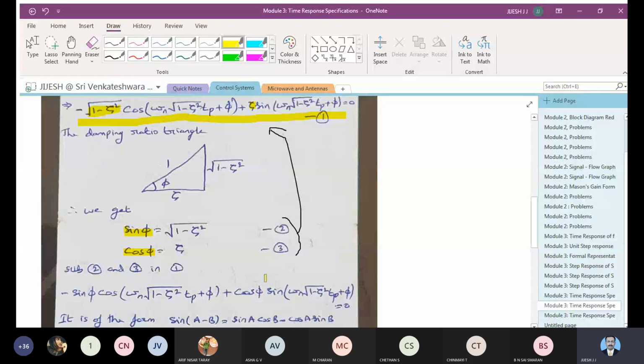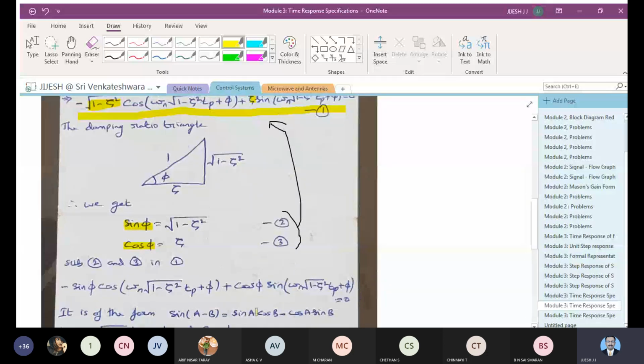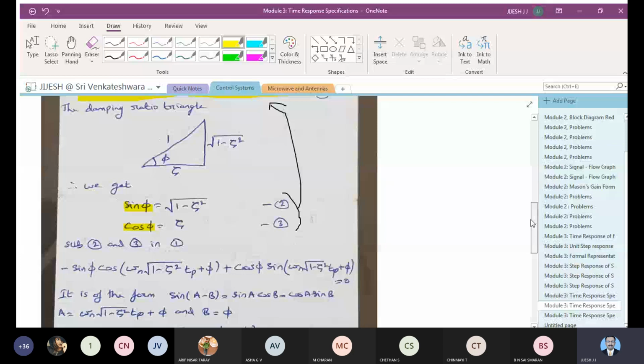Now this is of the form sine A cos B minus cos A sine B. So we can write it as sine A minus B. Also, it's a trigonometric relationship which you are very much familiar with. So I am going to replace sine A cos B minus cos A sine B as sine A minus B. So further you can do it. Here, a few things you have to understand: A is equal to omega and root of 1 minus zeta square Tp plus phi, and B is phi.